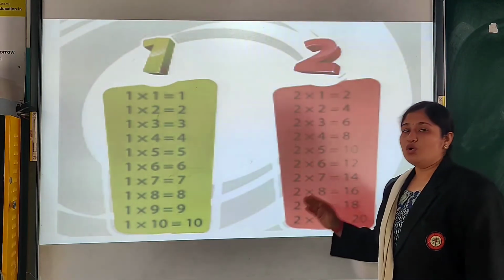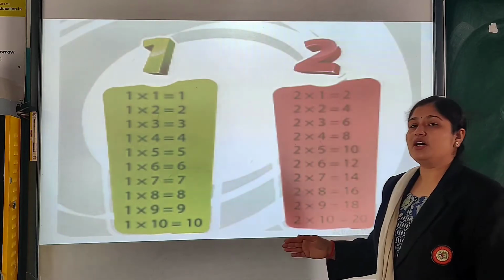So students, don't worry. This table you can write out from the attached PDF.